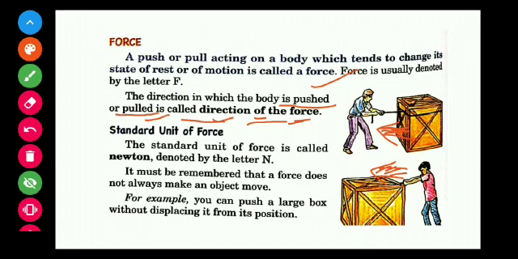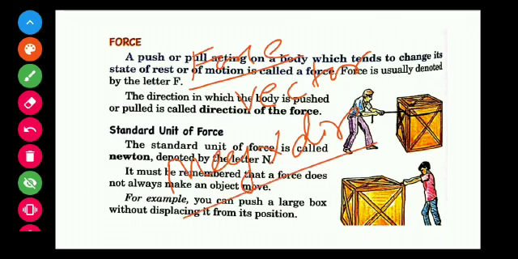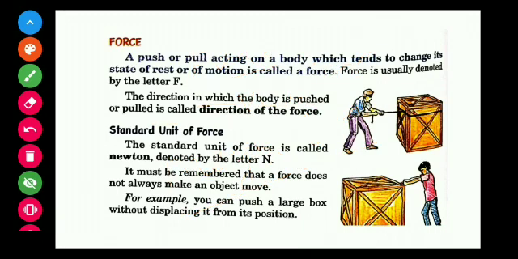Therefore, force is a vector quantity. Vector quantities are those quantities which have magnitude as well as direction, because there is a direction of force, and the direction of force is, in case of pushing or pulling, the direction in which the body is pushed or pulled.